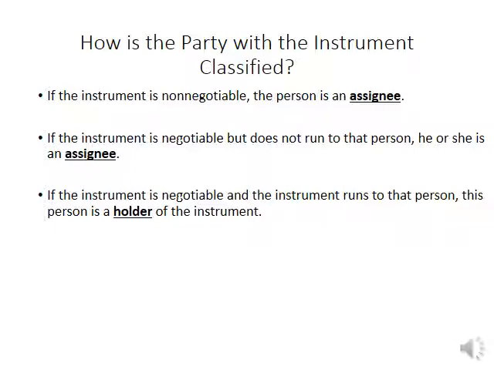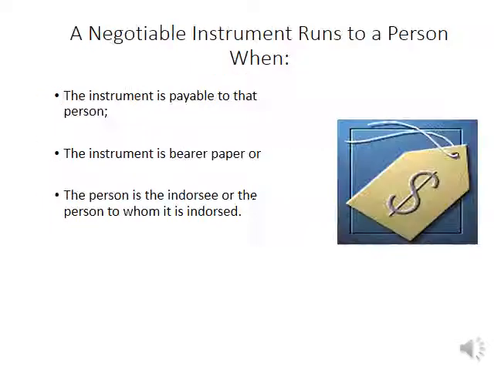If the instrument is negotiable and it runs to a person, this is a holder. So if there's a check made payable to Mark of Fleming, that instrument runs to me because it's made payable to me, and I'm also a holder of the instrument. How, again, do you make the instrument run to a person? That it's either payable to them, this is making them a holder. It's a bearer instrument, or there's an endorsement that makes them either bearer or it's endorsed over to them.